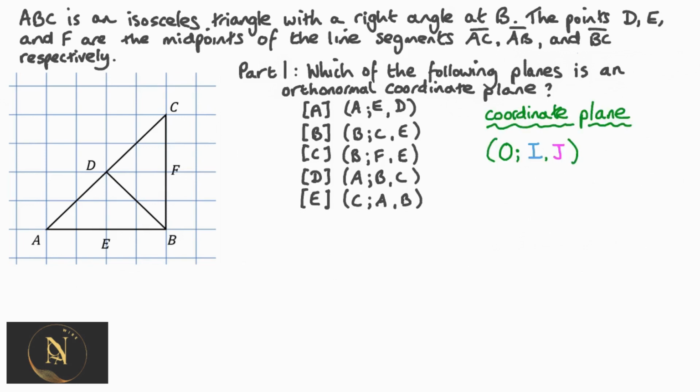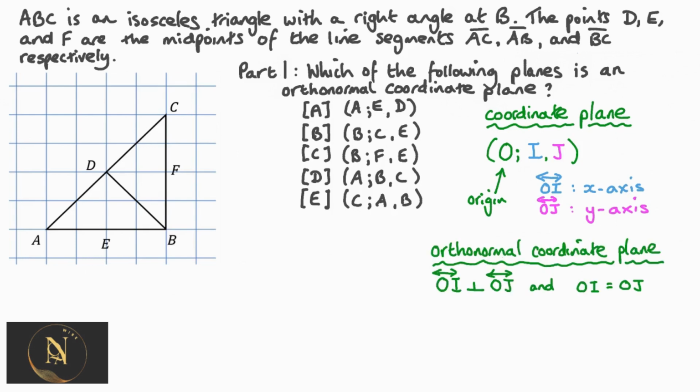To answer this, we recall that when defining a coordinate plane OIJ, the first point given is the origin of the coordinate plane. The line from the origin through the second point, that is the line OI, forms the x-axis, and the line from the origin through the third point, that is the line OJ, forms the y-axis.